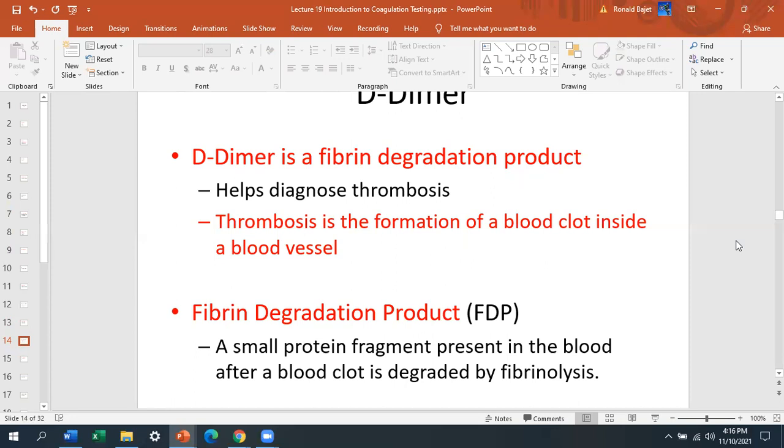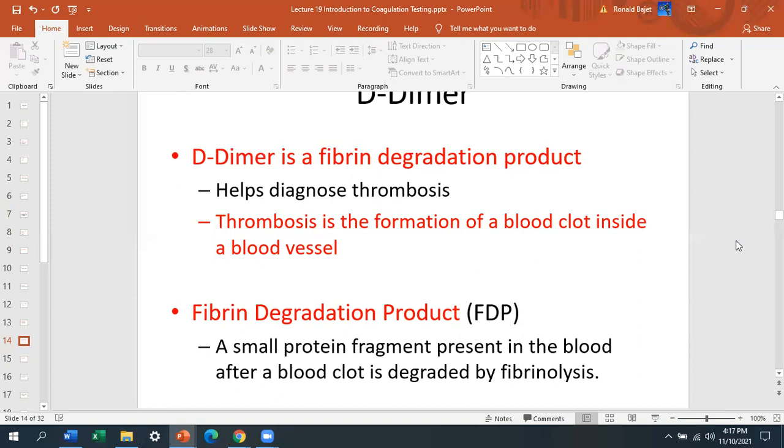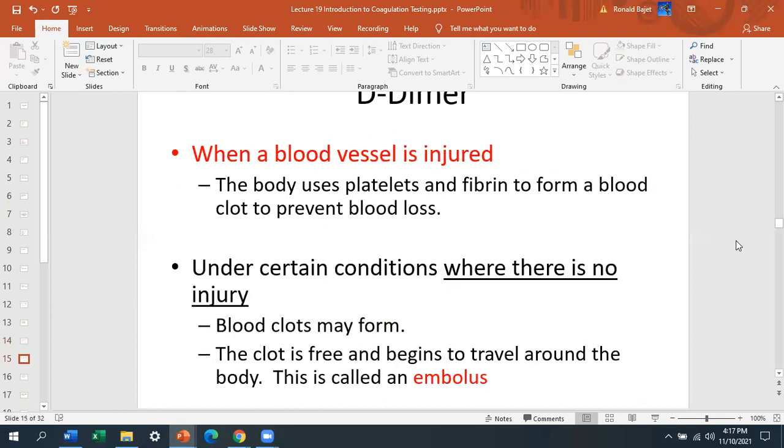Fibrin degradation product. It's a small protein fragment present in the blood after blood clot is degraded by fibrinolysis. Okay, I'll talk about fibrinolysis later. So fibrin degradation product is a small fragment that's created from D-dimer. And I'll show that to you later when I show you the fibrinolysis pathway. There's pathways I want you to memorize. It's the coagulation pathway, the fibrinolytic pathway, and those are the two major ones. And then there's the table of coagulopathies.